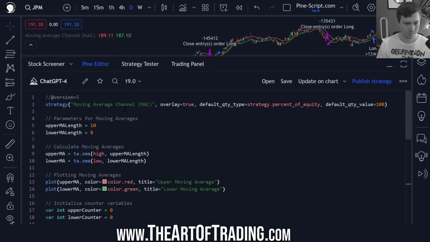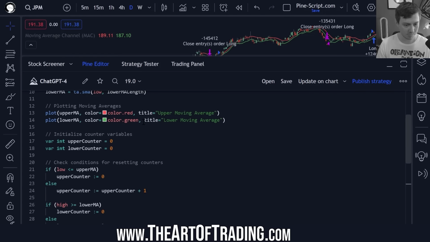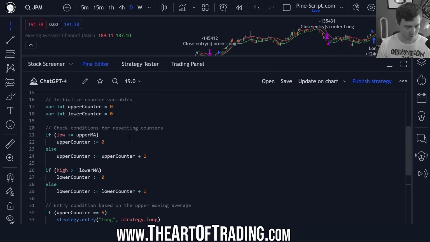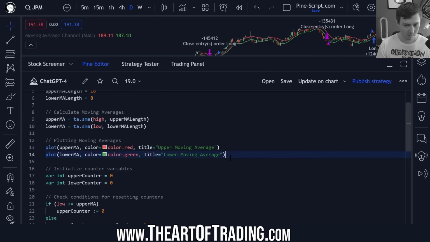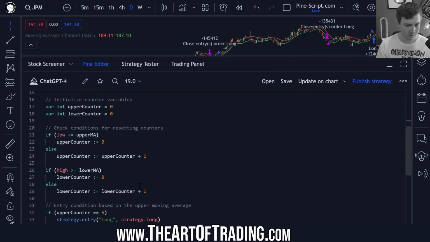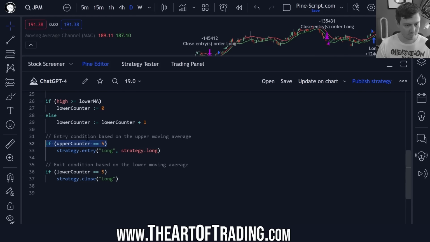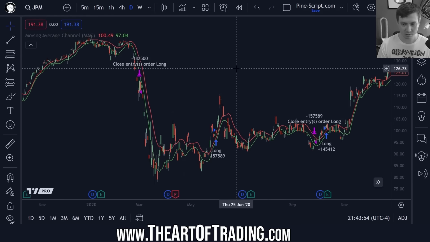Save the script. It seems to have worked. I mean, this is a pretty simple system, so I'm not surprised this one worked. Sweet. Okay, so we have our parameters. They're not user inputs, but that's fine. That's easy to fix. We have a 10-period upper and 8-period lower MA length. We're getting the SMAs. We're plotting them. We're counting how many bars printed above or below the corresponding moving average. And if we have our consecutive 5-bar print, we enter our trade.